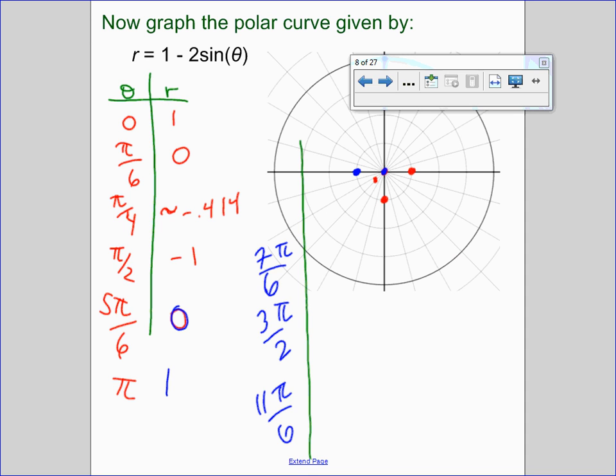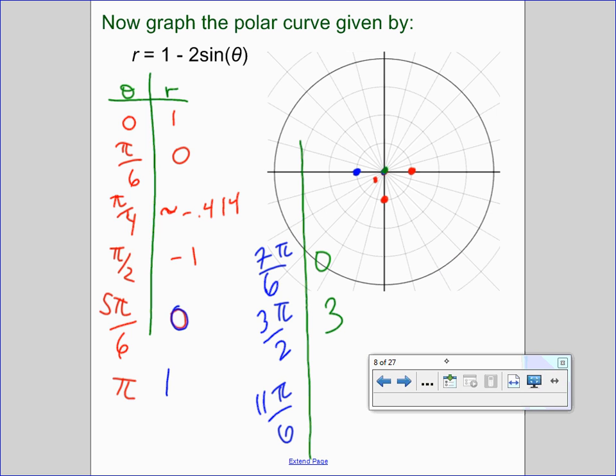And pair them with my corresponding output. 7 pi over 6, sine is negative 1/2 times 2 is negative 1, minus 1 is 0. That doesn't add anything either. Here again, 3 pi over 2, sine of 3 pi over 2 is negative 1 times 2, now we're talking, is negative 2, and 1 minus negative 2 is 1 plus 2, is 3. You guys get that? Oh, now we have something going on here.